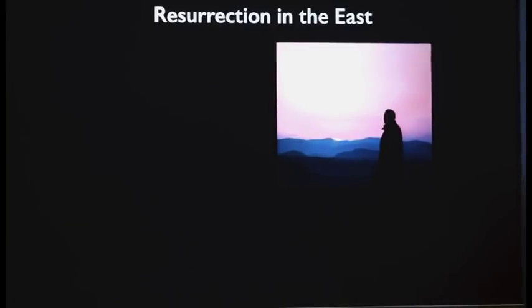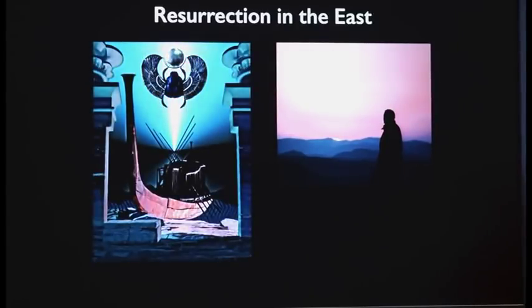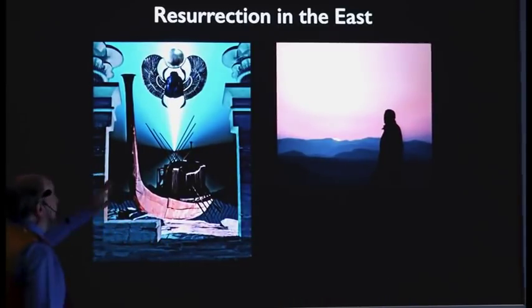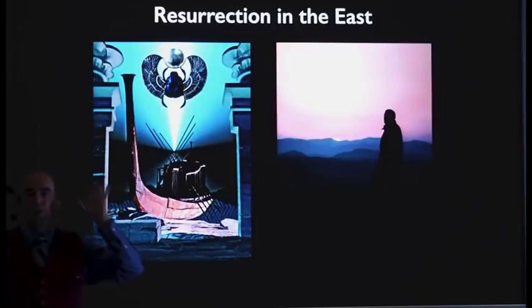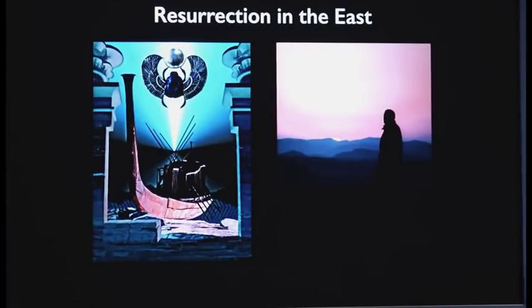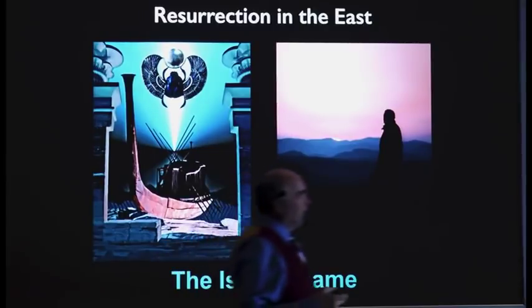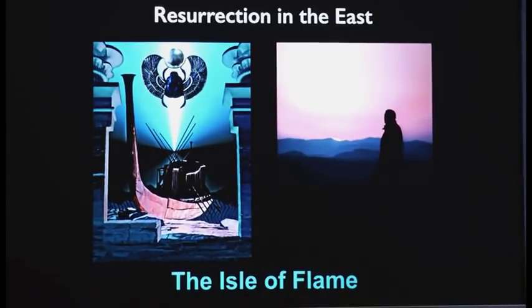So let's look east to finish off now. We sum up with the boat which takes the king through the underworld to his resurrection, where the Khepri beetle pushes the god as the sun god up above the horizon in the east in light land. The theology is all about resurrection in the Isle of Flame. So where is the Isle of Flame?